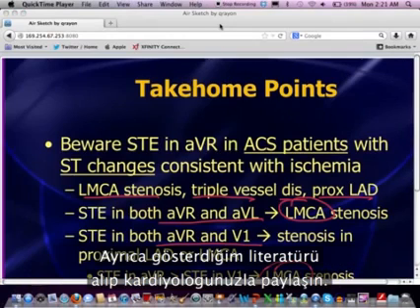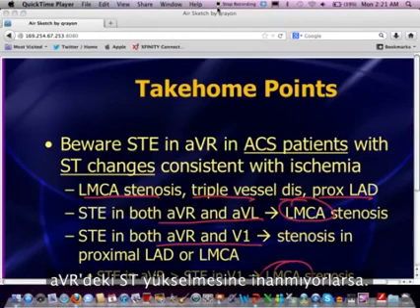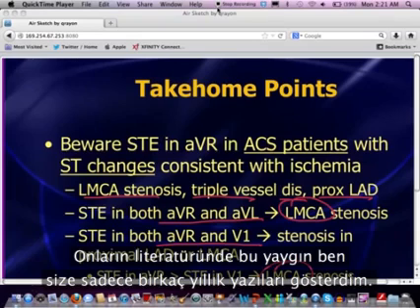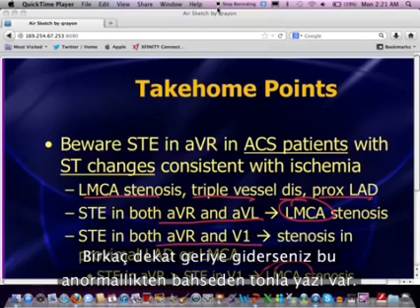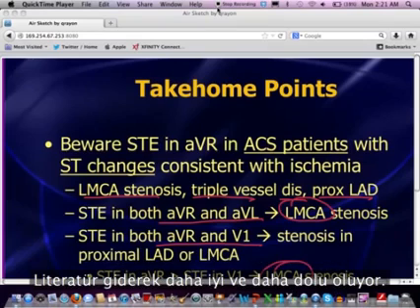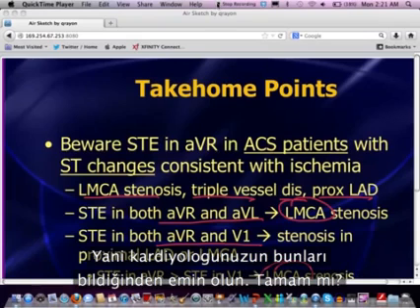And also take that literature that I pointed out and share that with your cardiologist if they're not believers in this concerning ST elevation in aVR. It's all over their literature, and I only showed you a few articles from the past couple of years. If you go back a decade, there's dozens of articles that talk about this particular abnormality, and the literature is getting better and more replete. So make sure that your cardiologists know about this stuff.